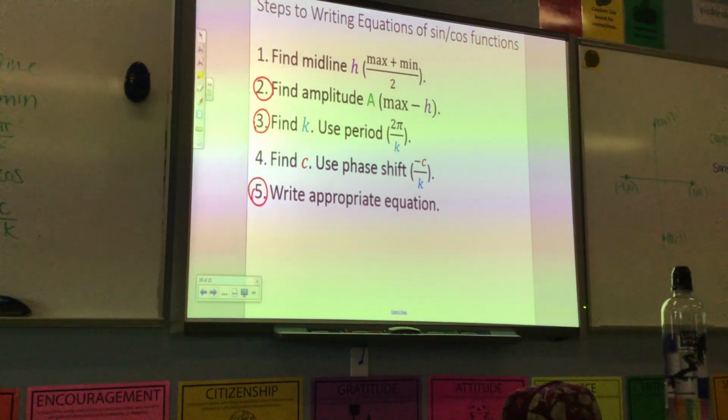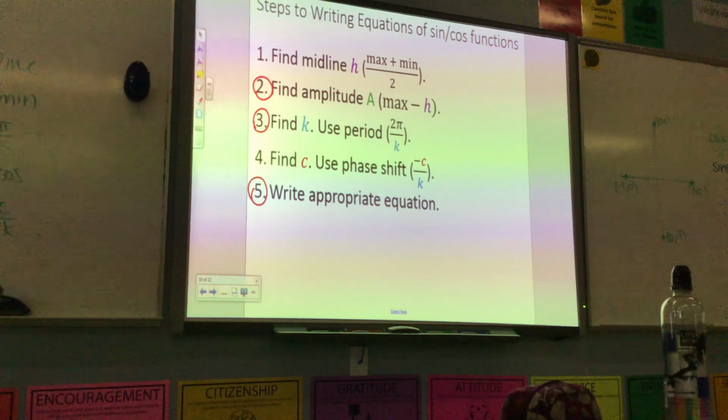So that's not like H times max plus min over 2, that's just find H and then a formula. Correct, it is not times. So for each of them, you could just put an equals next to each parentheses, because it's phase shift equals this, period equals that.